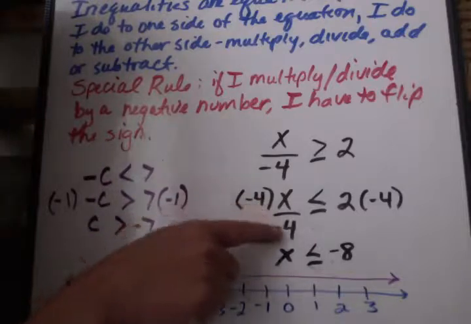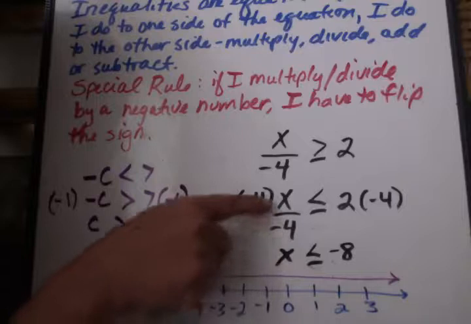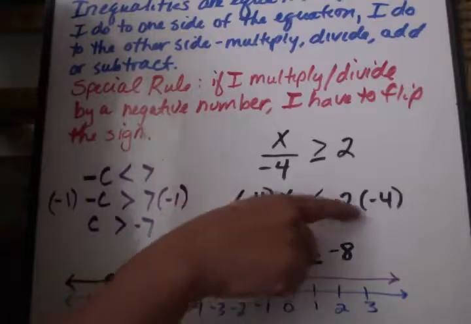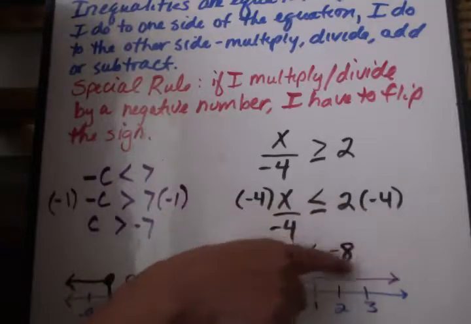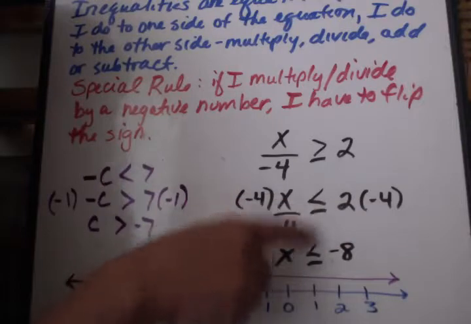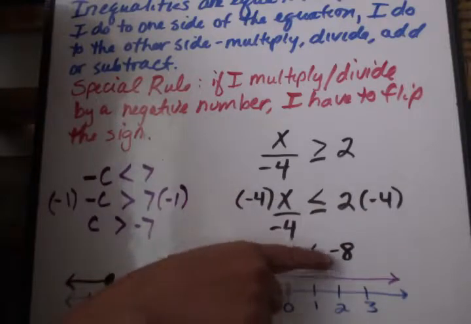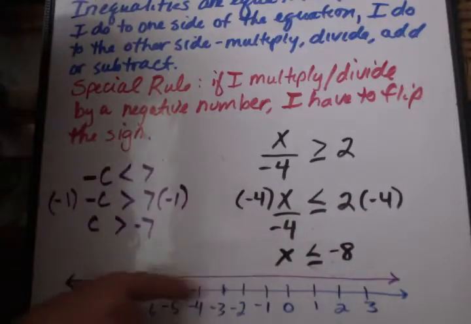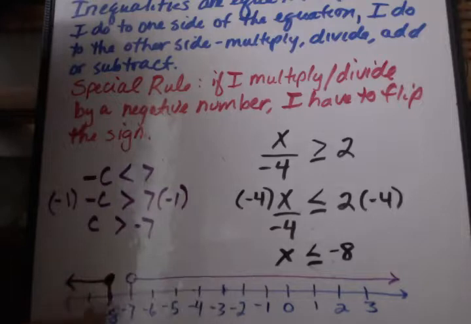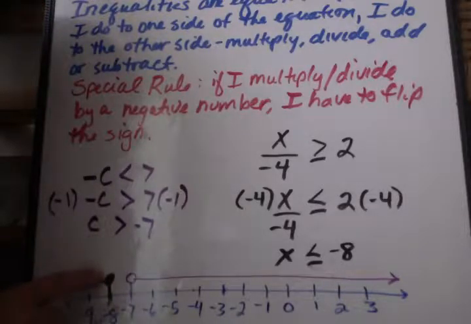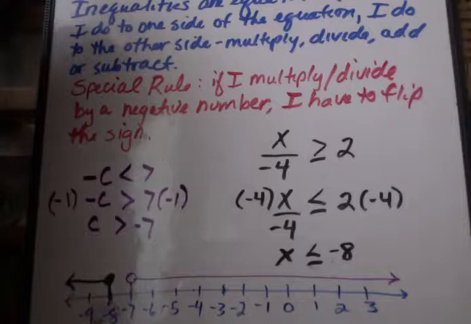So here, negative 4 over negative 4 is just a 1. 1 times x is x. And over here, 2 times negative 4 is going to be negative 8. So x is going to be less than or equal to negative 8. And I go ahead and plot that. Here's the negative 8. And I want everything less than negative 8, so it would be to the left side. And this is a closed circle because of the equal sign. All right, I'm going to do some more examples, so keep watching.